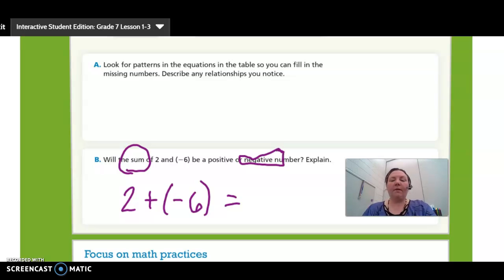The other way to think about it is in terms of money. If I have $2 and I want to spend $6, I'm short $4. I would need to borrow and owe $4 to whoever loans me that money at the store.